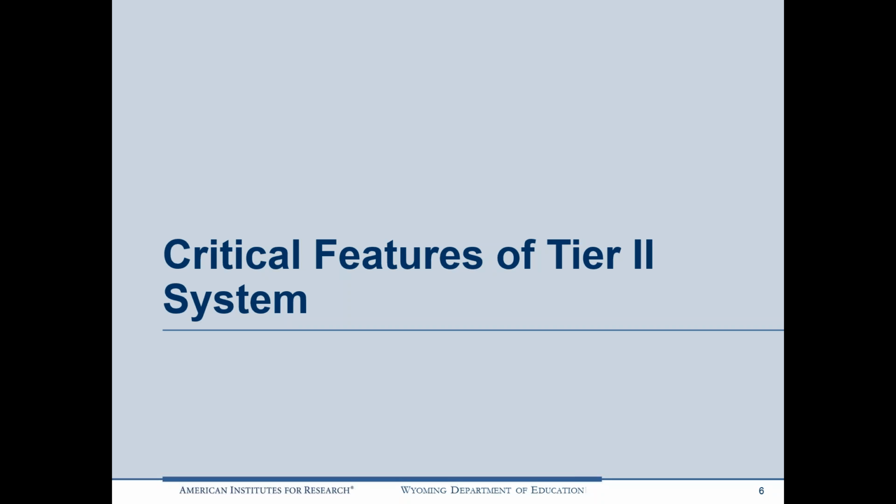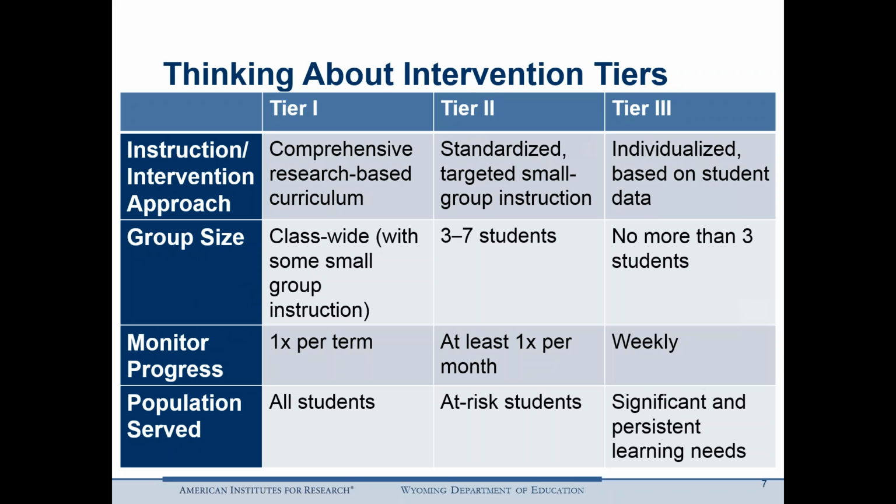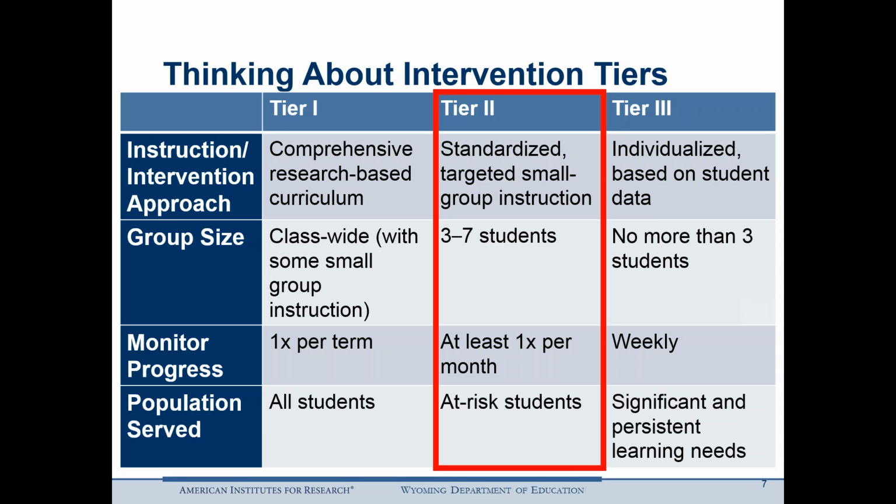This section reviews the critical features of an academic and behavior Tier 2 system. This module focuses on Tier 2. Tier 2 requires standardized targeted small group instruction. Small group, meaning 3 to 7 students, but it should be based on the publisher recommendations or optimal grouping size. Progress monitoring is recommended at least once per month, but as you'll learn, more frequent progress monitoring is recommended for some students. Tier 2 is for those students who are identified as at risk.